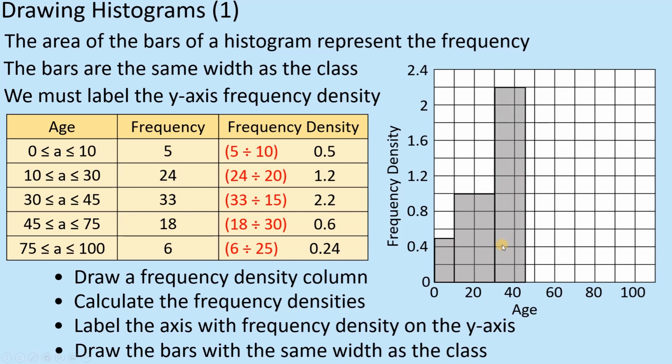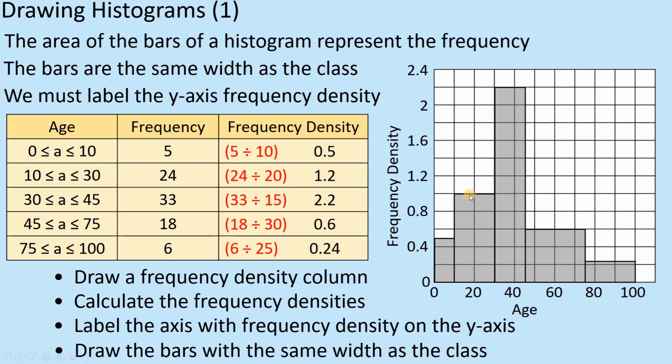The next one goes from 30 to 45, all the way up to 2.2. That one looks right this time around. And then next you've got 45 to 75, which is 0.6, so here to 0.6, I'm expecting it to be there. There we go. And then 75 to 100, which is the remaining, and it's going to go to a height of 0.24. Well, that's 0.2, so I reckon it's about there. There you go.